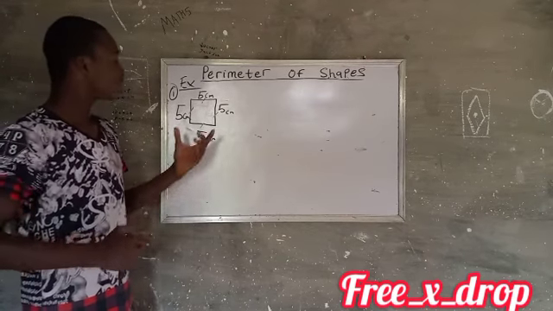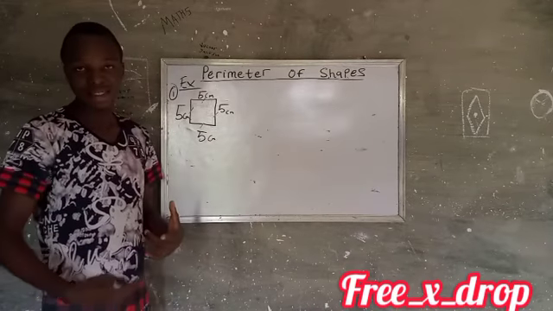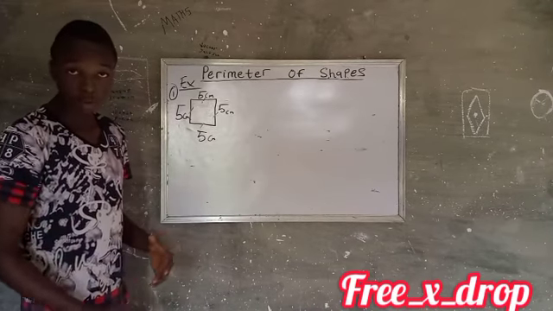So now let's quickly solve this question. Like I said, perimeter is the adding up of all the external sides of a particular shape or object.